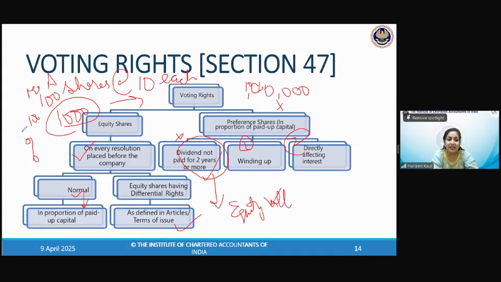But now let's assume that he has only paid up the share capital of rupees 8 each. So that means only 800 share capital he's owning. Now his interest will be 0.8%. So your voting rights are in proportion to the paid up share capital that you have paid in the company, only with respect to that amount. If you have not fully paid up, then whatever amount you have paid up, you will have your voting rights only with respect to that.